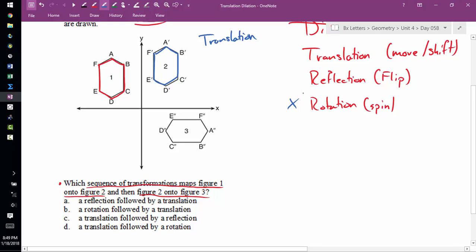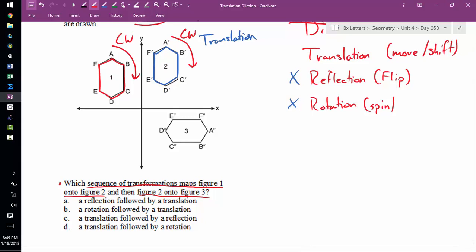And maybe you're thinking, hey, maybe it flipped, but I can rule out reflection because if you look at the orientation, A to B to C, that's clockwise, and A prime to B prime to C prime, that is still clockwise. If it was a reflection, it would have reversed the orientation. Reflections would have caused it to go counterclockwise, and that's not what's going on here. So I know this first thing is a translation.